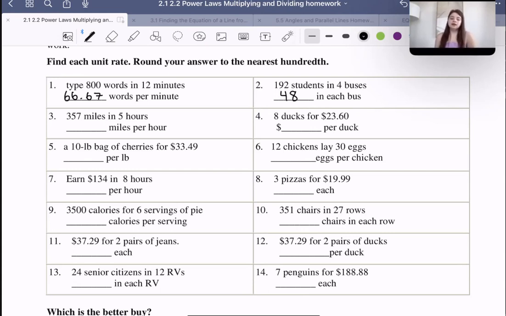Okay, the next one says 357 miles in 5 hours. How many miles per hour? How many miles in 1 hour? Well, we just do 357 divided by 5 to get our answer, and we get 71.4 miles per hour.